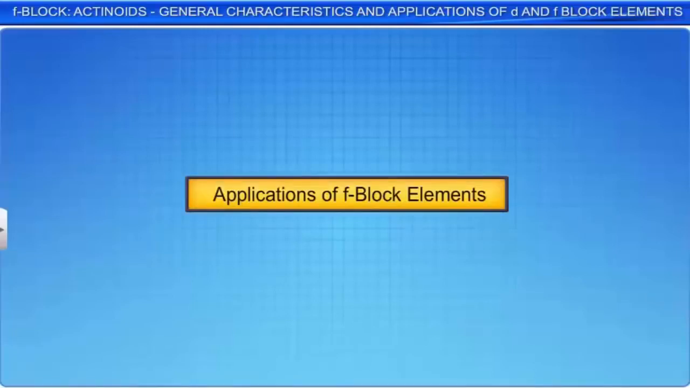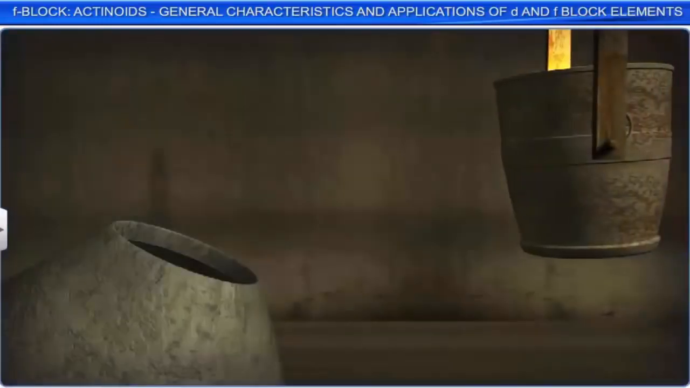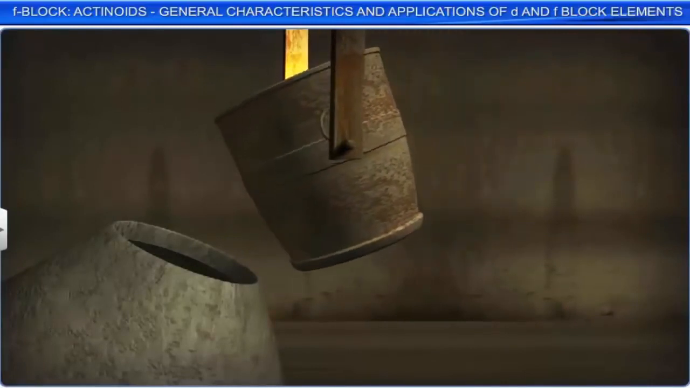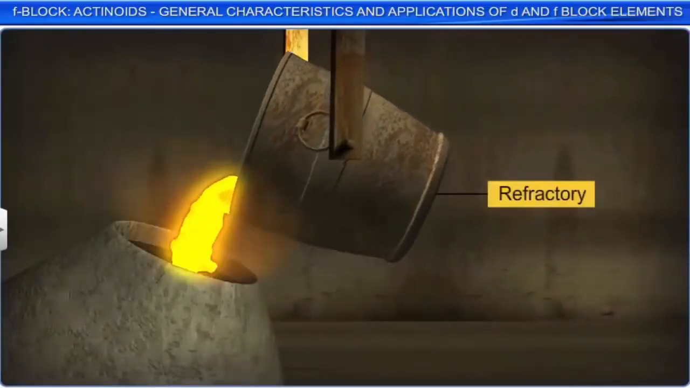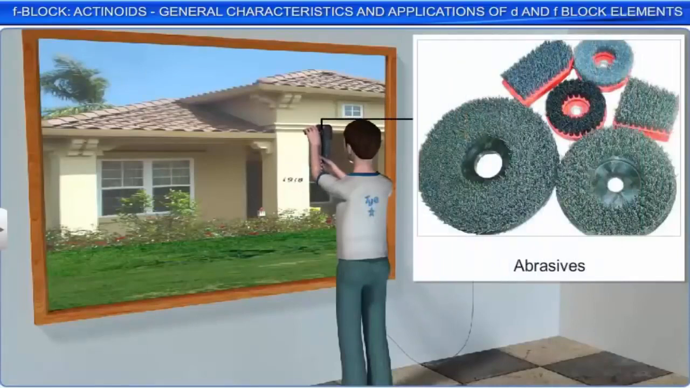Here are some applications of f-block elements. Alloys of lanthanides, known as mischmetals, are used for the production of heat-resistant and instrumental steels. Borides, carbides, and nitrides of lanthanides are used as refractories. Lanthanide oxides are used as abrasives for polishing glass.